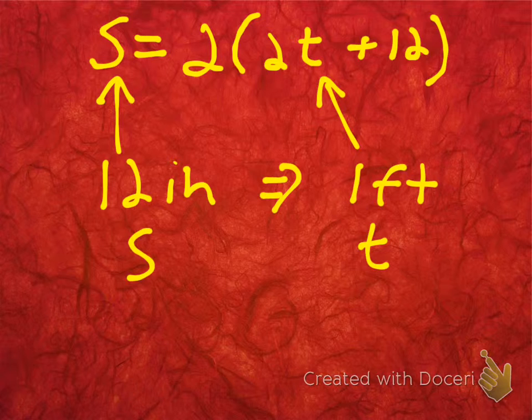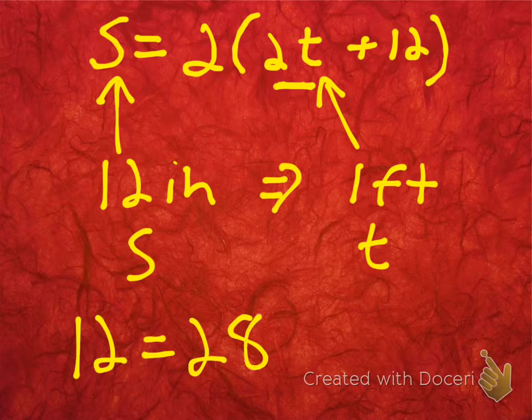Well, let's look. You just said S is 12. What is 2 times 1? Plus 12. 14 times 2? 28. Does 12 equal 28? No, it does not. 12 does not equal 28. All right, so we know that our answer is not F.